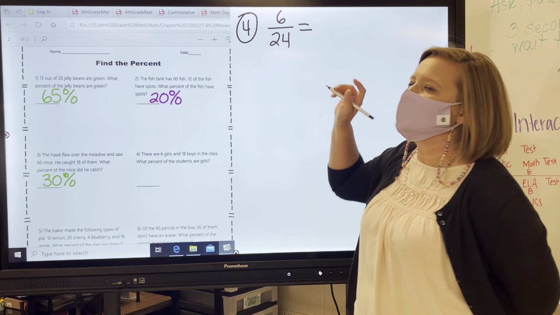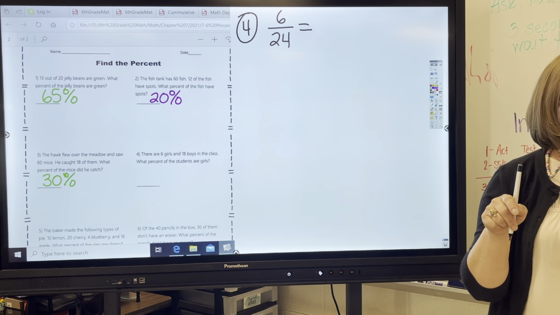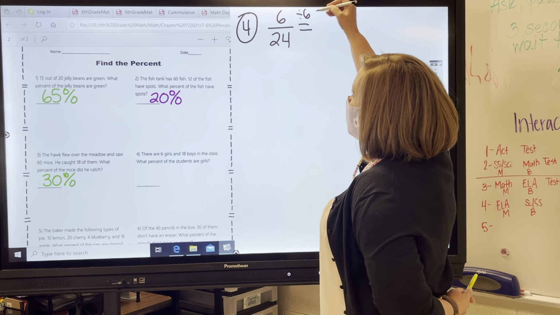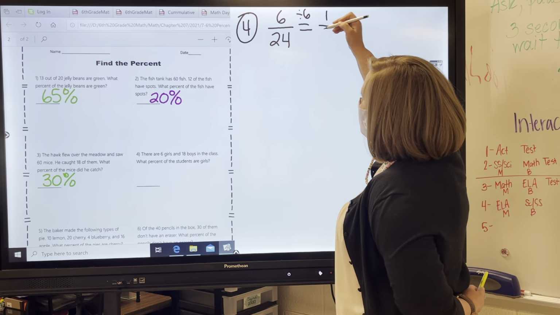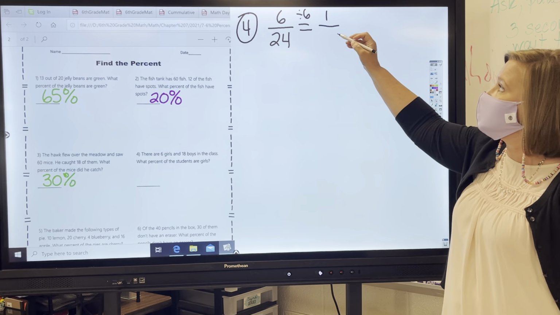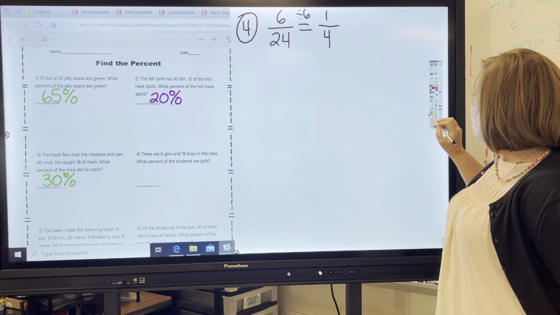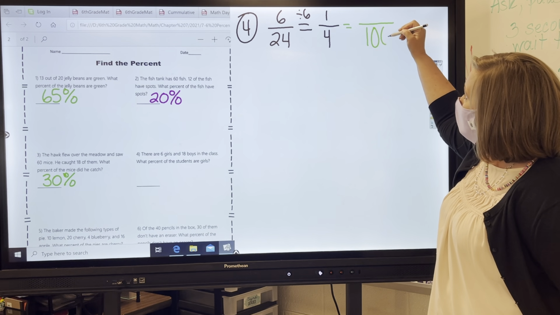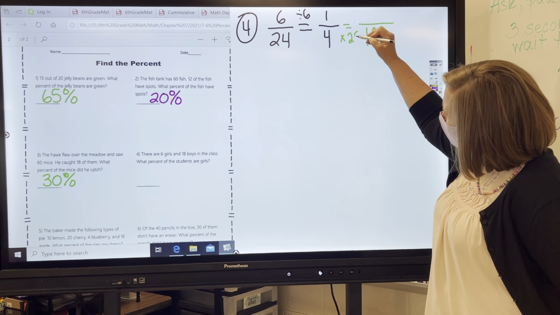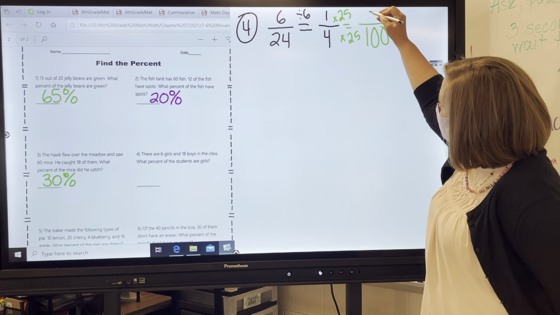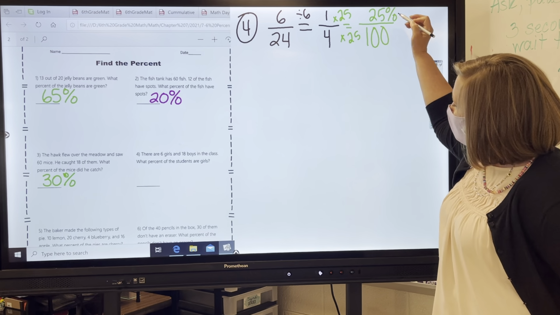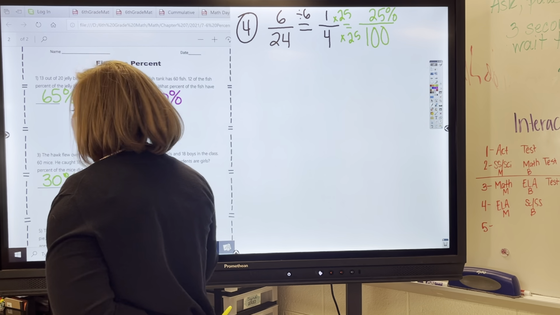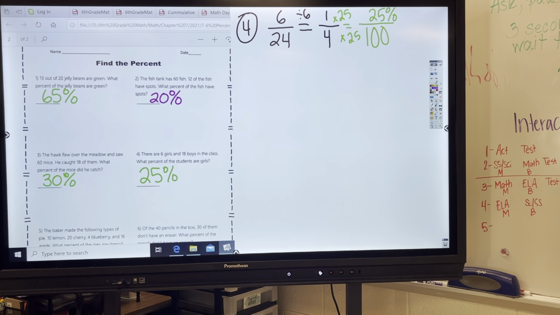What can I divide 6 and 24 by? 6. 6 divided by 6 is 1. 24 divided by 6 is 4. Now, can I get from 4 to 100? How? Times what? So what percent of the class is girls? 25. 75% of the class is boys.